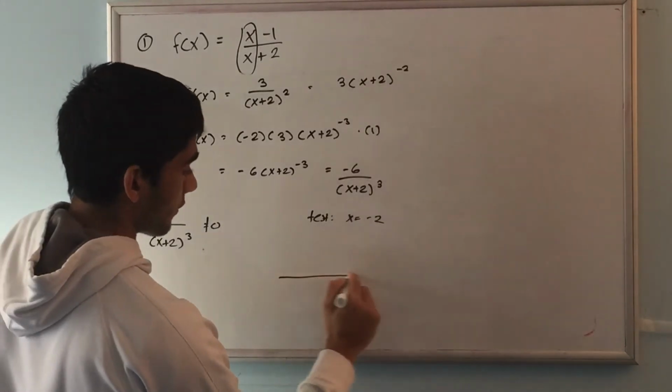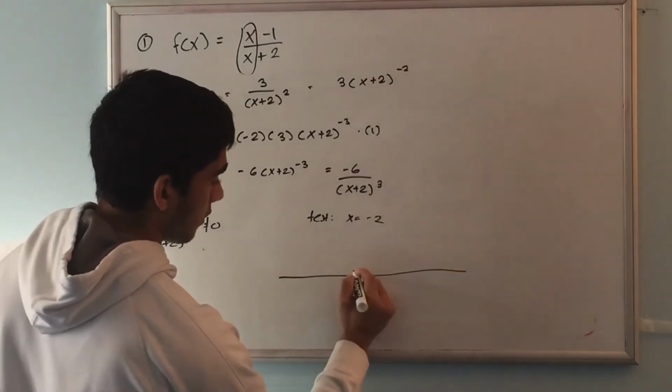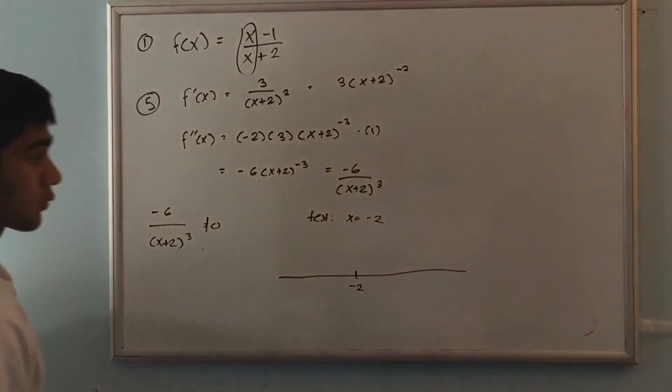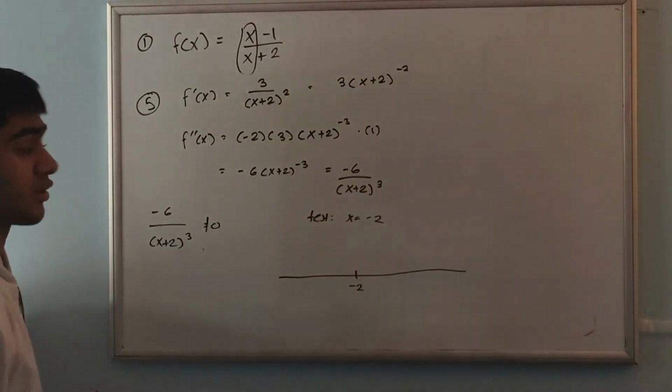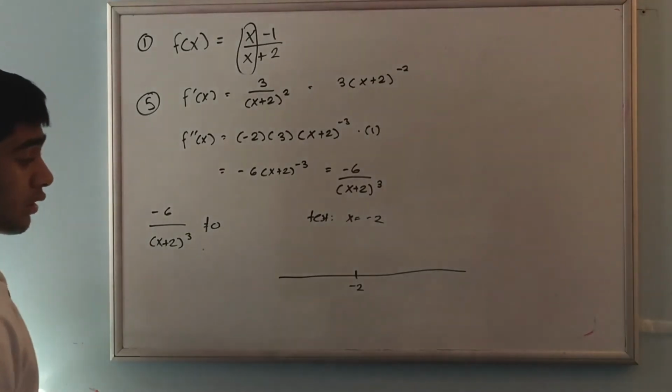So again, draw your number line. This is called the number line test. Plot down negative 2. And remember, we're testing a point left and right of negative 2 for the sign in this function. So let's take a point left of negative 2.